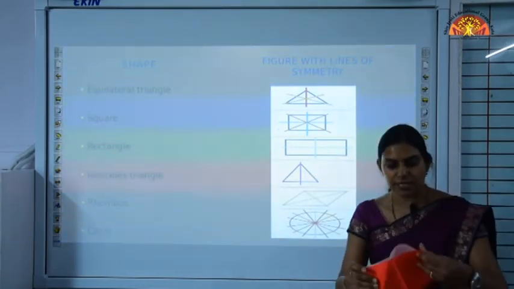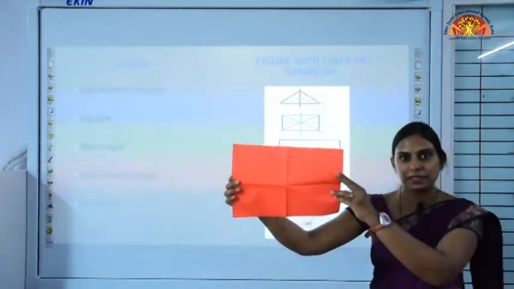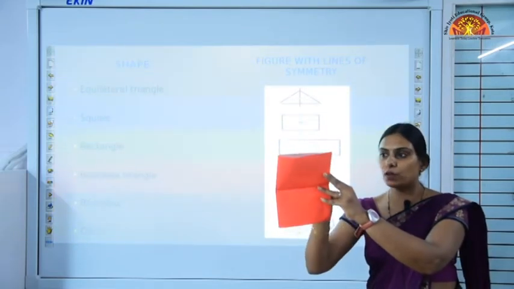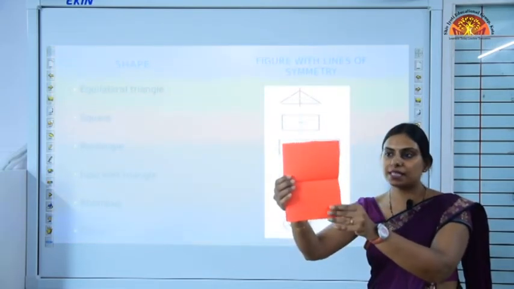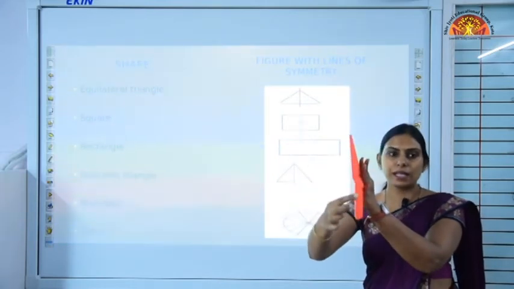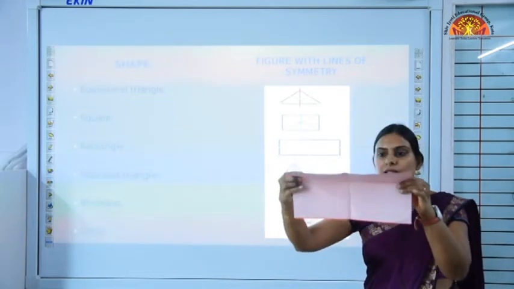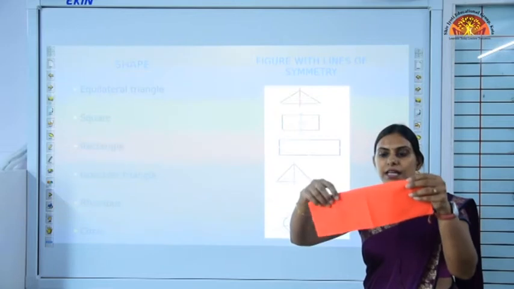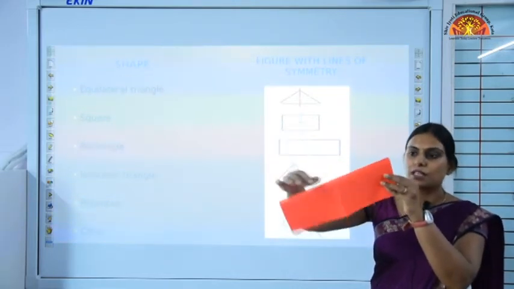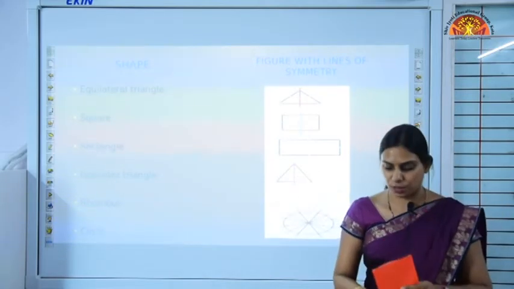You can see children this, as I have already shown you. This is the shape of a rectangle. If you are folding it vertically, you can see it is divided into 2 equal parts. So this folding line is known as the vertical line of symmetry. And if I am just folding this rectangle horizontally, you can see again it is divided into 2 halves. It is divided into 2 parts. So this folded line is known as the horizontal line of symmetry.